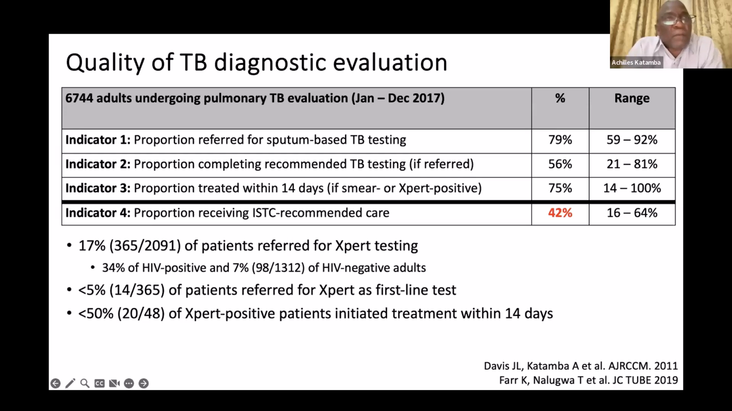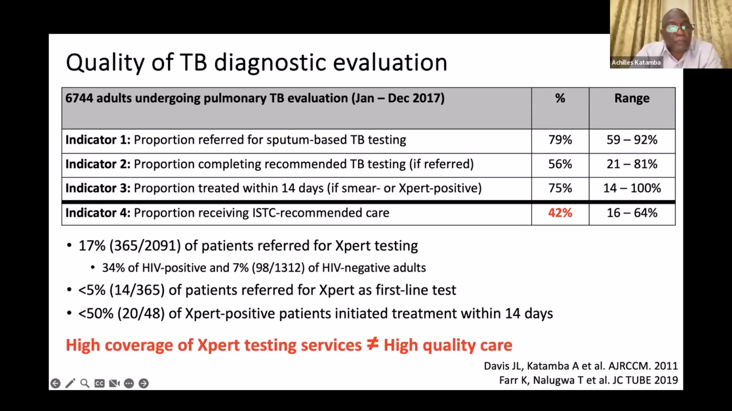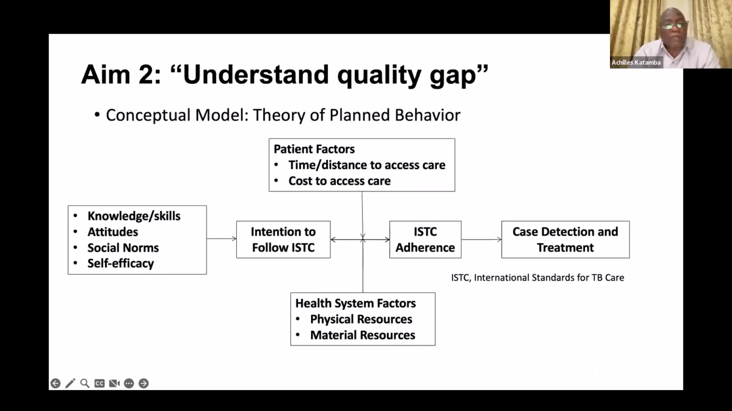The recommendation at that point was that whoever is HIV positive, the first test should be Xpert testing, meaning that all would have been referred. But less than 5% of patients were referred for Xpert testing as a first-line test, lower than even the people eligible per the guidelines. Less than 50% of Xpert positive patients initiated treatment within 14 days. So as much as Uganda had put out a number of Xpert machines everywhere in the country, high coverage of Xpert testing service does not necessarily equate to high quality care. And that's one of our motivations to try to understand the quality gap.